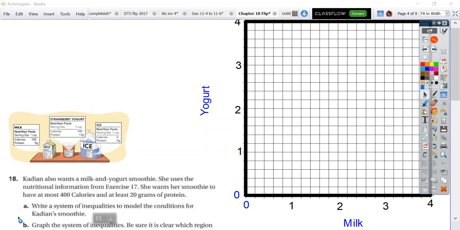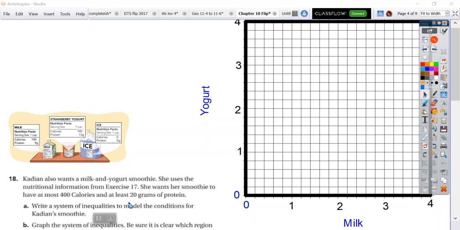Here we go. Problem number 18. Kadian wants a milk and yogurt smoothie. Delicious. And she uses the nutritional information in exercise 17, which I've placed right here. And she wants her smoothie to have at most 400 calories and at least 20 grams of protein. Okay, so what is she really asking? She doesn't want to consume more than 400 calories, and she wants to have at least 20 grams of protein.